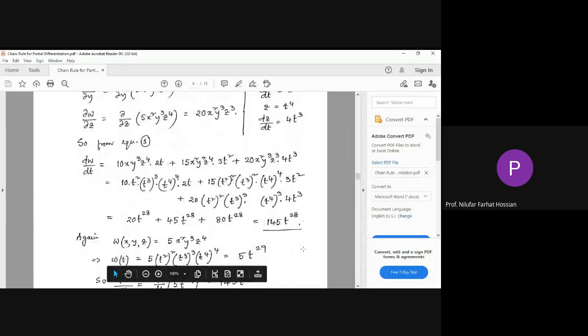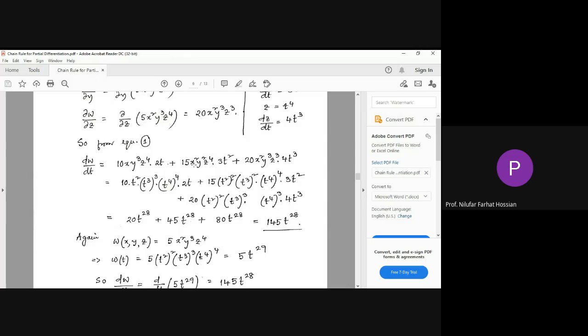So now you have to express the whole thing in terms of t. It is possible here because you know all the values: x is t square, y is t cube, and z is t to the power 4. So just do the algebra. x means t square, y means t cube, so t cube whole cube. z means t to the power 4, so t to the power 4 whole to the power 4, into 2t.